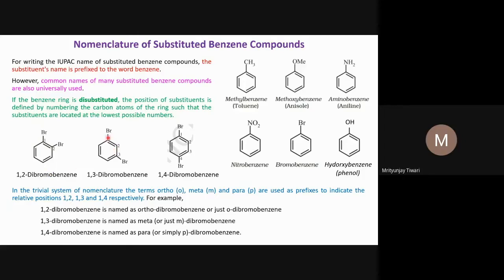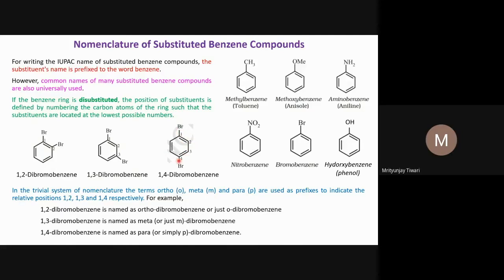In this case, numbering will be done in this way, because if you do the numbering the other way, this will get fourth, fifth, and this will get sixth position. So this will get fifth, which is now the preferable position in comparison to the third position if you do the numbering in the clockwise direction. So this is what this compound is: 1,3-dibromobenzene.